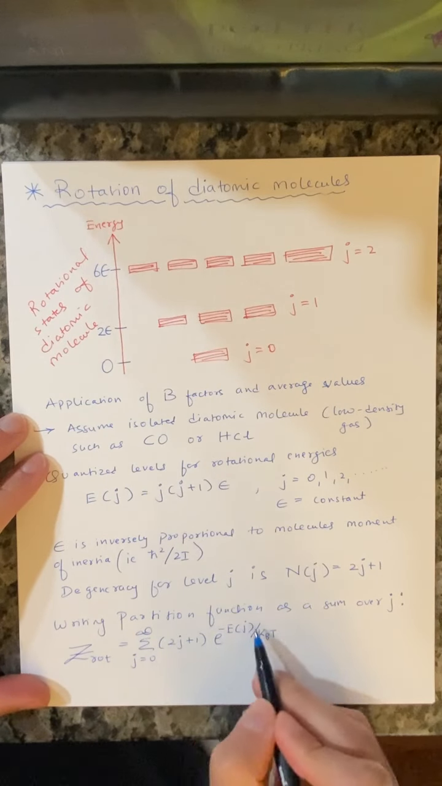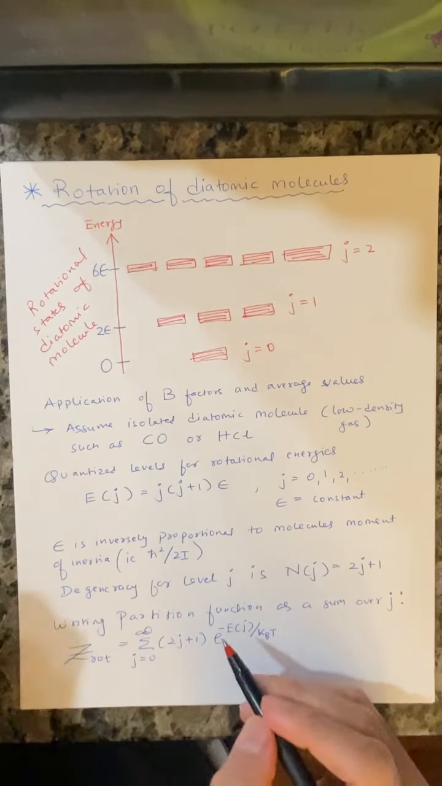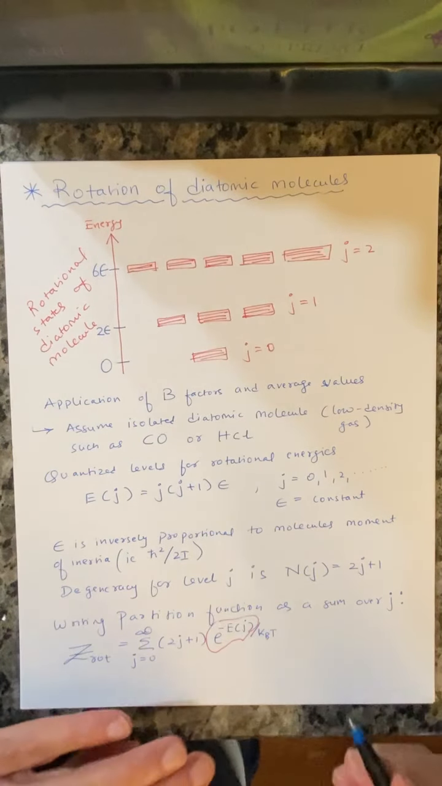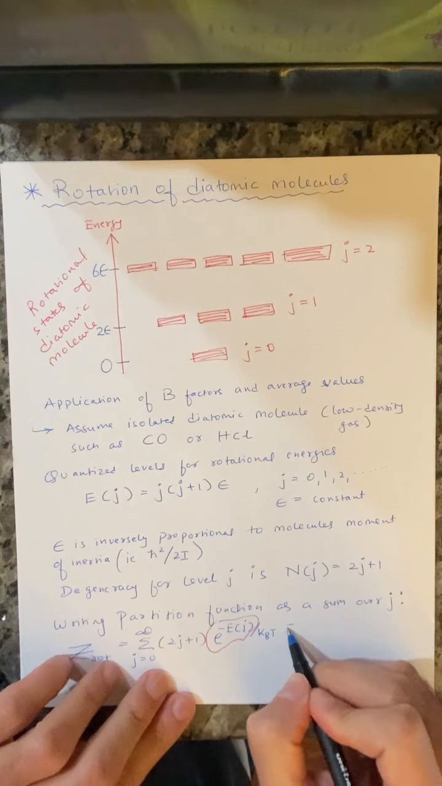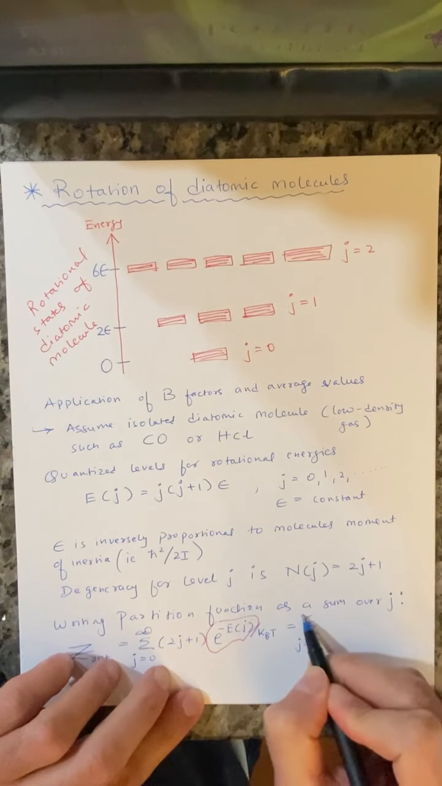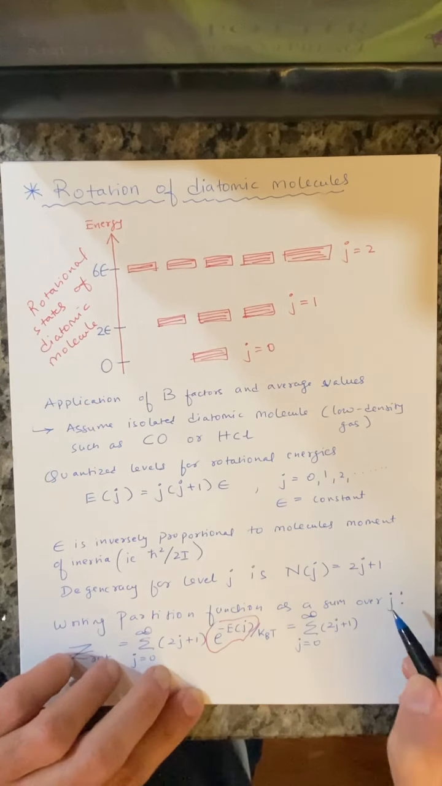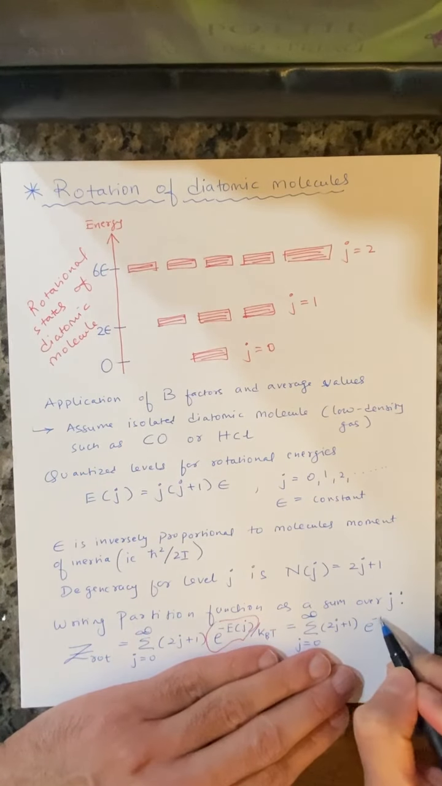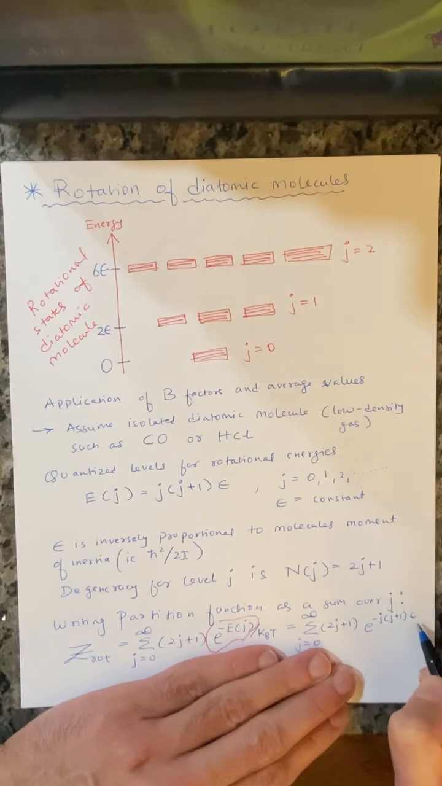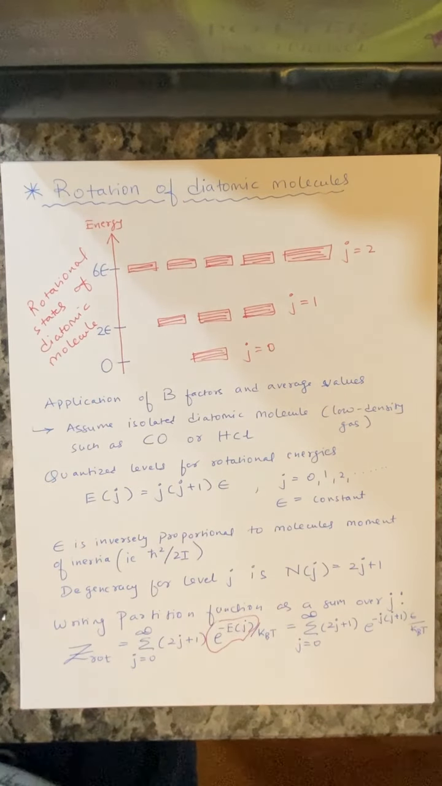If I plug the value, we are given the energy of the system. What I'm in principle doing is replacing this quantity by the energy of the system. Let me do that now. This is going to be equal to the summation from J equals 0 to infinity of (2J plus 1), multiplied by e raised to minus J times (J plus 1) E over kBT. That pretty much gives you the partition function for this system.